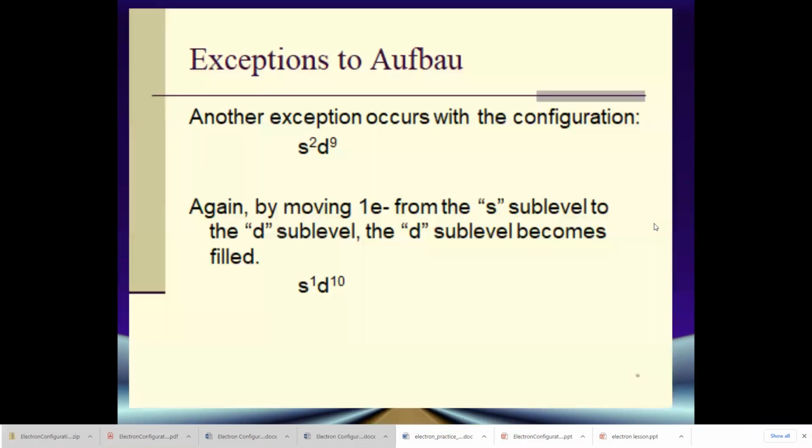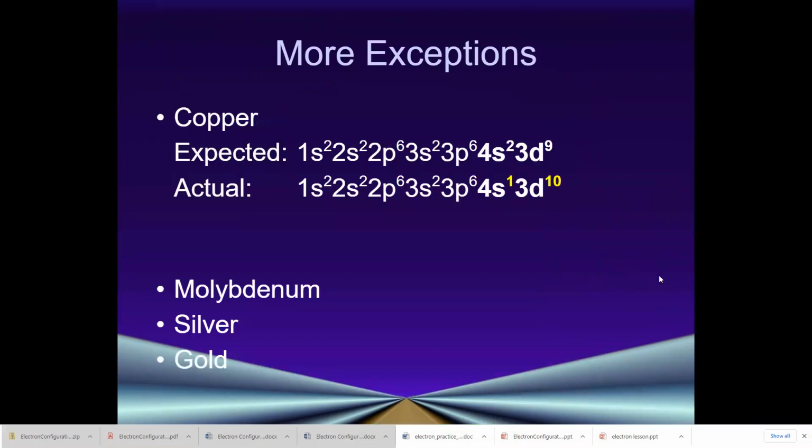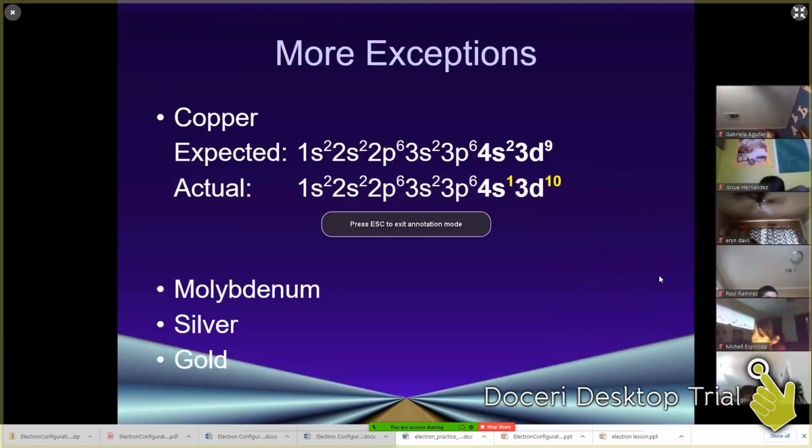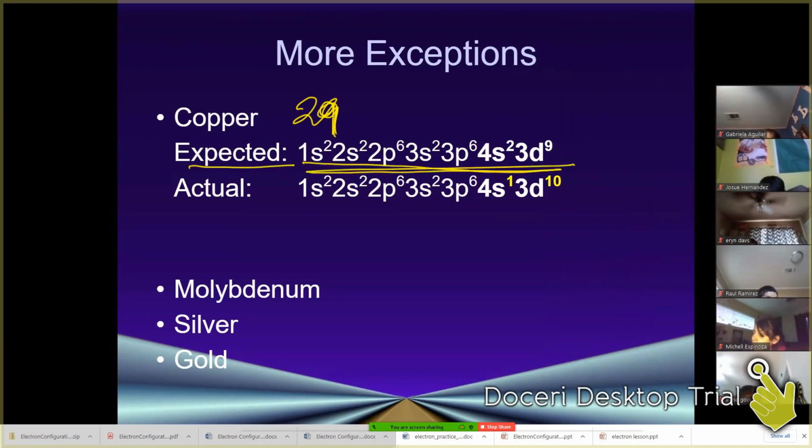All right, so let's look at another exception. Copper is element number 29. So if we wrote out its electron configuration, this is what we think it would be, 4s2 3d9.